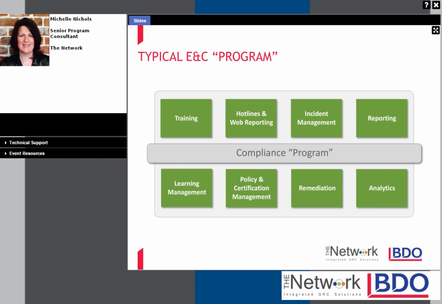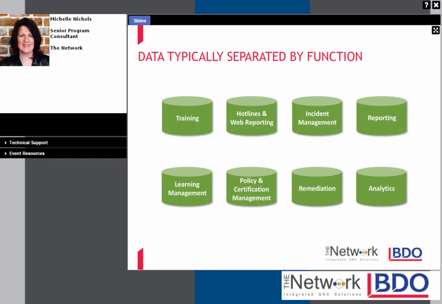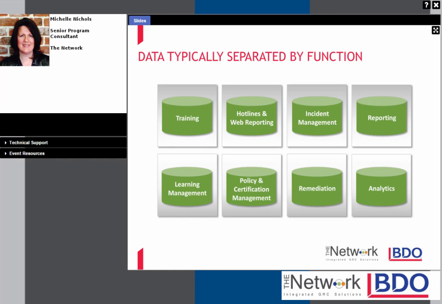So now in our world at the network, we talk to a lot of clients on a daily basis, and the questions start simple enough. We say, what does your compliance program look like? And often our clients respond with a list of activities. Well, we're doing this, and some are hotlines, some are tracking incidents, some are doing policy certification, some are doing training. And all of those things that they're doing really have their own analytics and data that is being captured as part of that process.